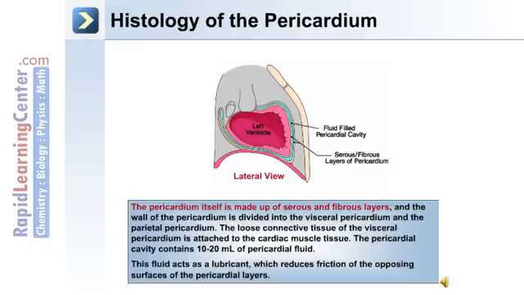The loose connective tissue of the visceral pericardium is attached to the cardiac muscle tissue. The pericardial cavity contains between 10 and 20 mL of pericardial fluid. This fluid acts as a lubricant to reduce friction of the opposing surfaces of the pericardial layers.